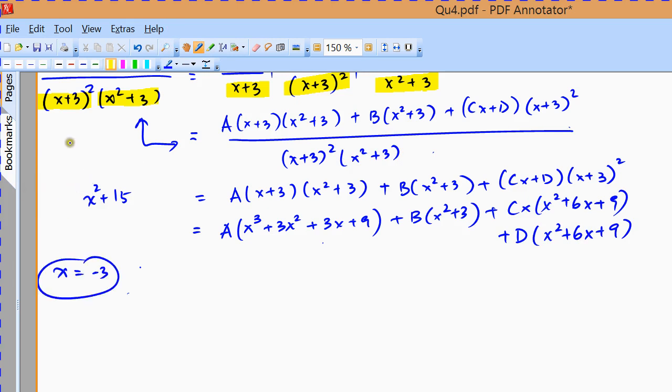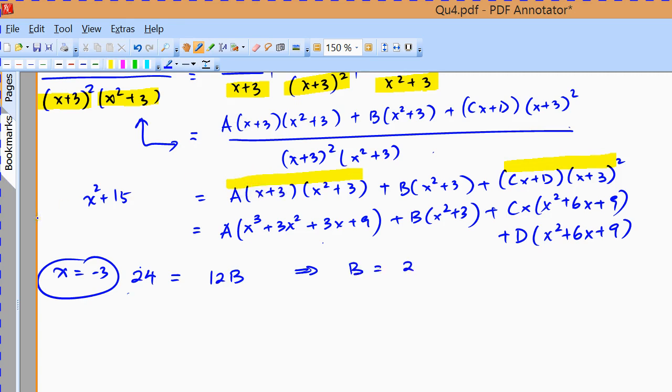So we first let x equal minus 3. X equals minus 3 means on the left we get 9 plus 15, that's 24. Now minus 3 means this will disappear and this term will disappear. So we are left with 9 plus 3, that's 12b. So we have b is 2.